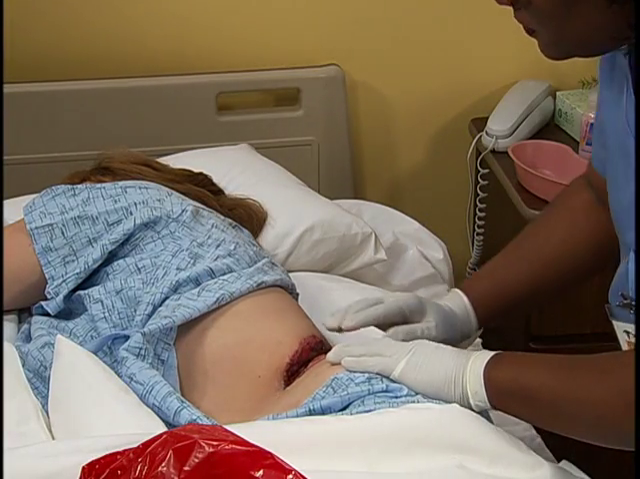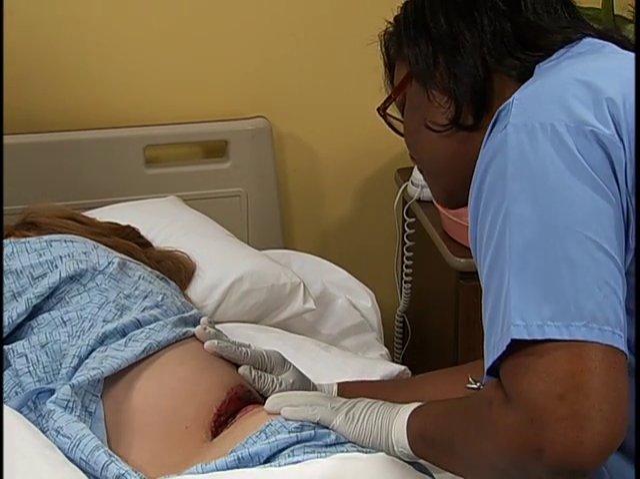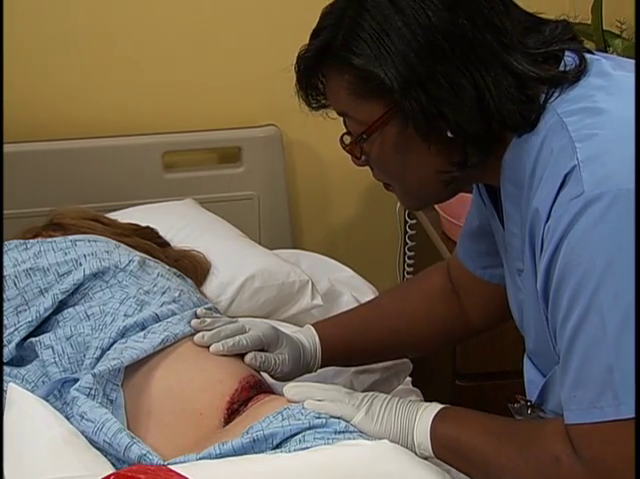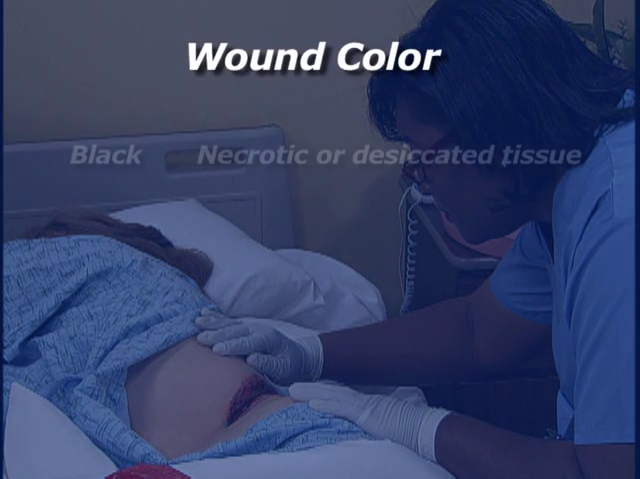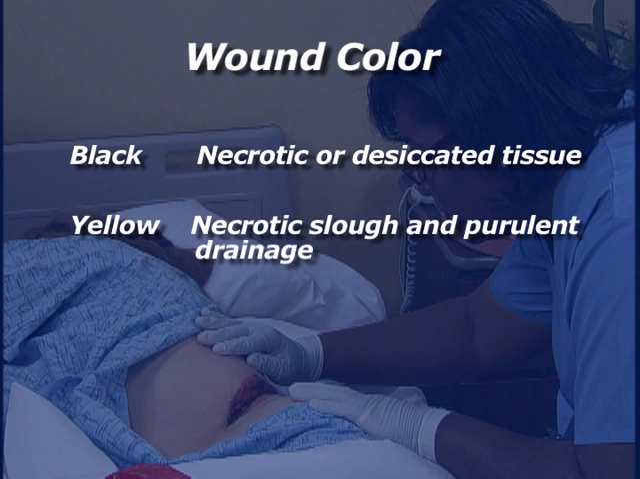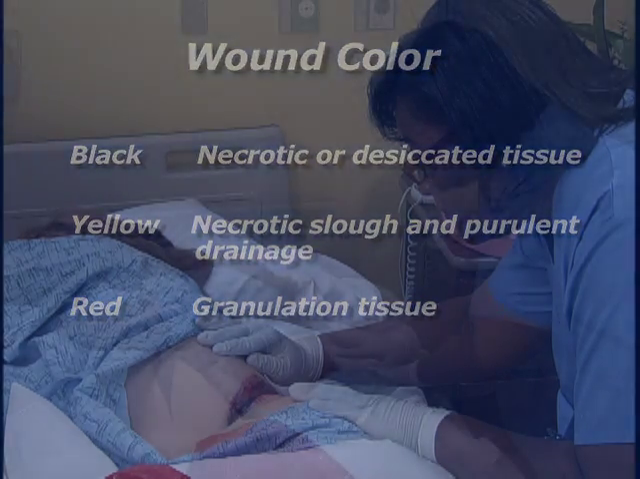Now assess for any odor and describe the wound color, which represents the balance between necrotic tissue and new scar tissue. Black wounds represent full-thickness tissue destruction, as in necrotic or desiccated tissue. Yellow wounds represent the death of subcutaneous fat tissue and muscle degeneration, as in necrotic slough and purulent drainage. Red wounds represent increased red or pink granulation tissue.